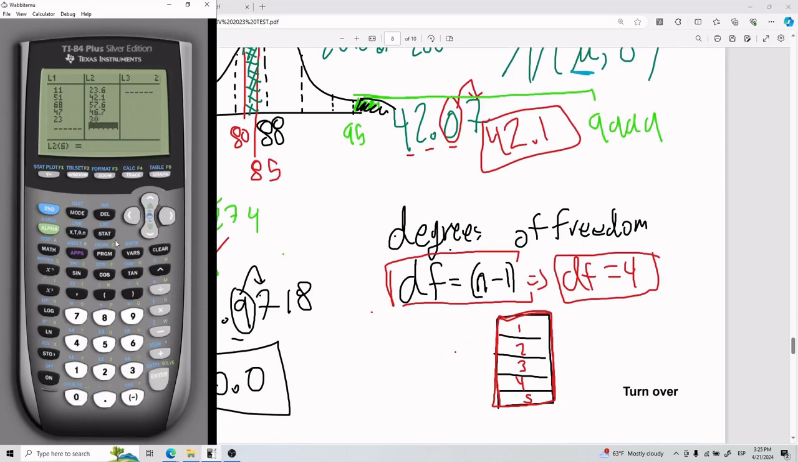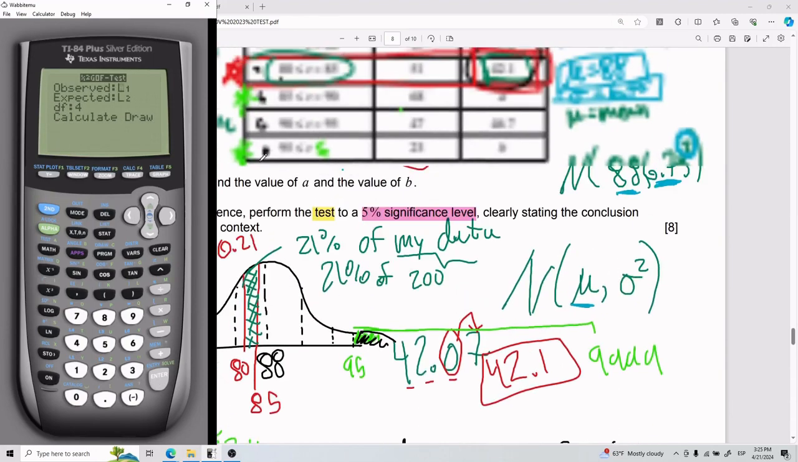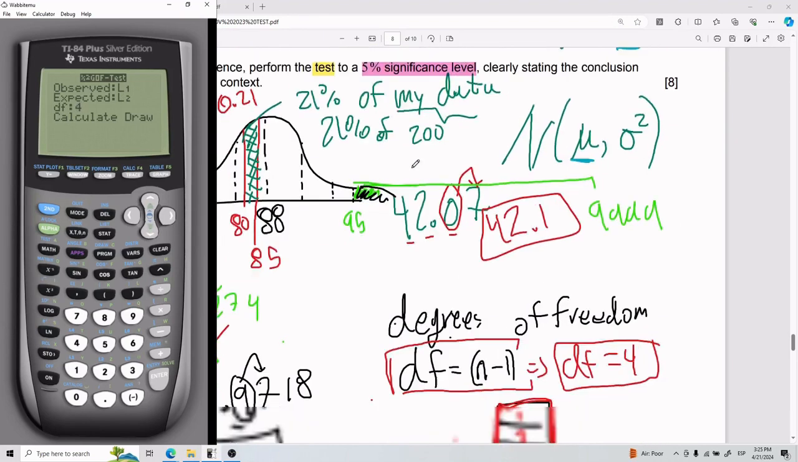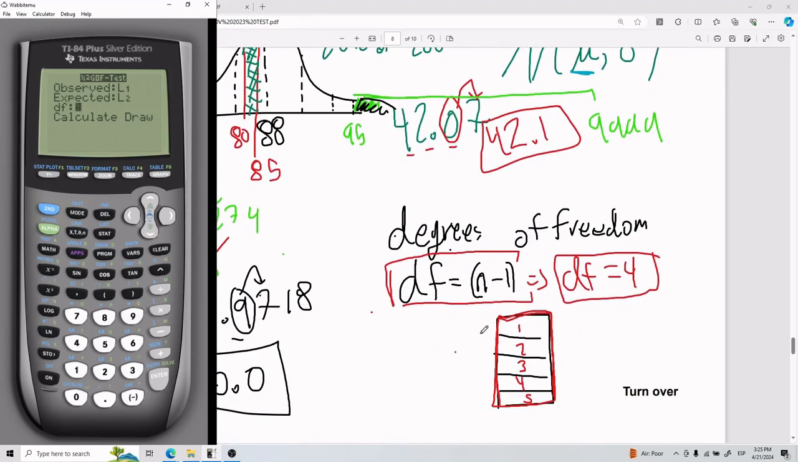So now I can do the test, right? So now I can go to stat, test, chi-squared GOF. Observed is list 1, yes. Expected is list 2, yes. DF, degrees of freedom, was n minus 1. I had 5 rows, so it's going to be 5 minus 1. Calculate. These are the values that I just got.